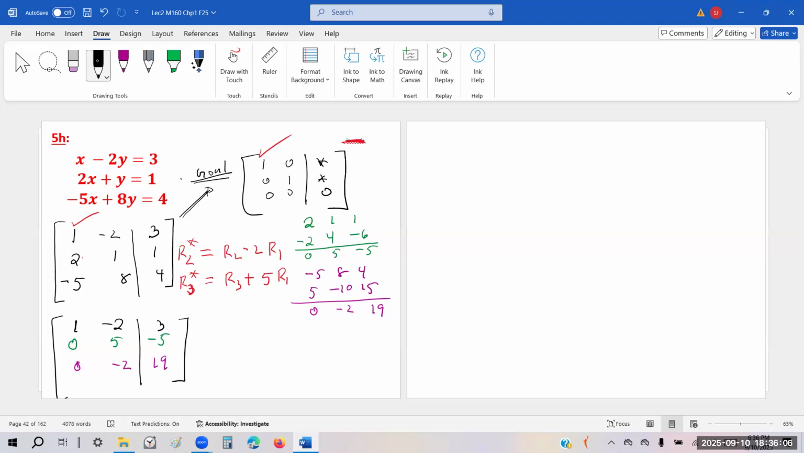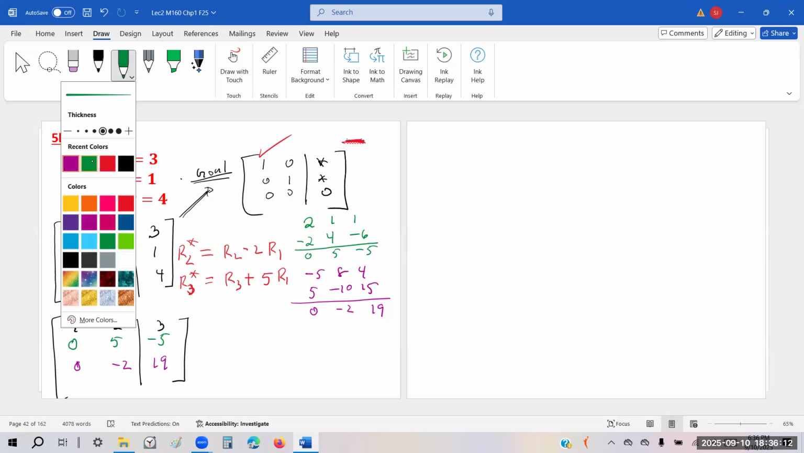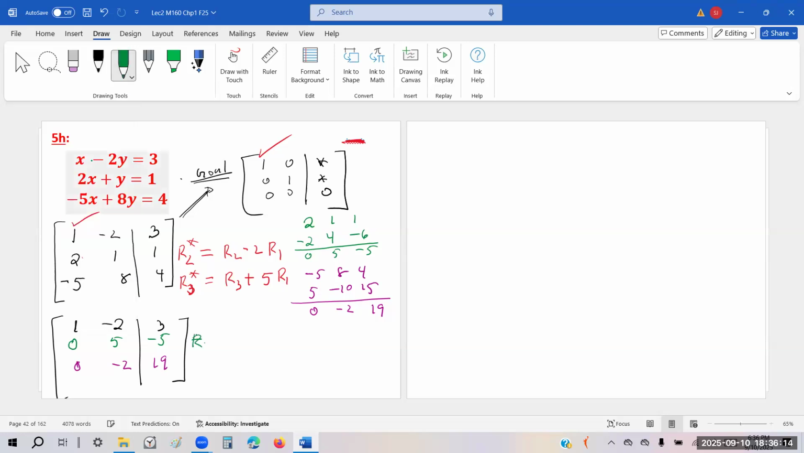Now we want the 5 on the second row to be 1. So we make a wise decision. We divide, so the new row 2 is the current row 2 divided by 5, or 1/5 of the current row 2. Let's do that first, and then we are going to change row 3. So 1, negative 2, 3. The new row 2 is 0, 1, negative 1. We did not change row 3, so 0, negative 2, 19.